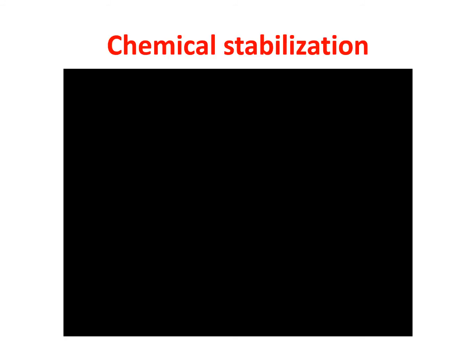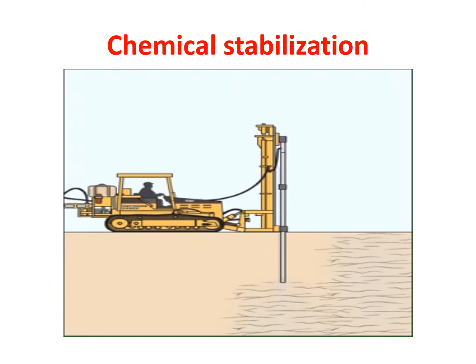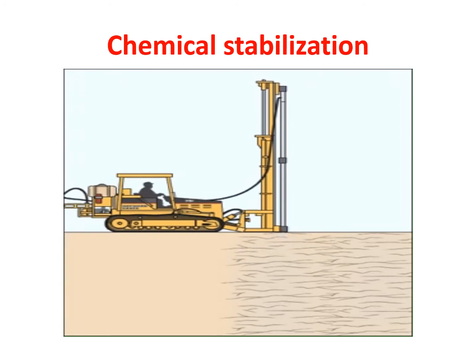Chemical stabilization. Chemical stabilization means they are giving some strength to the basic natural soil by injecting some chemicals. Generally it may be lime or cement. They are injecting it into the soil. See how they are injecting. Here they are injecting through a pipe. The pipe is removed as they inject the cement or lime, so that the soil gets strength.